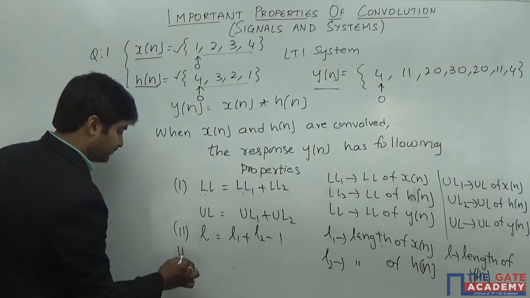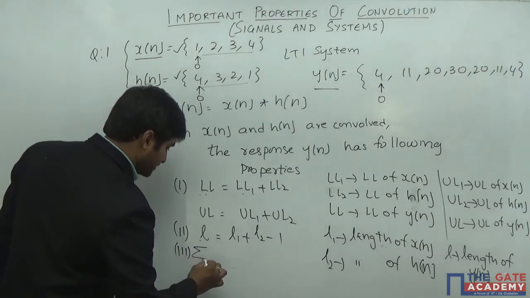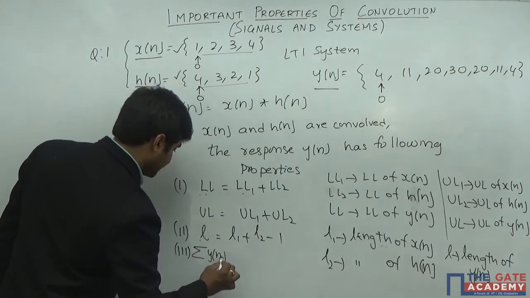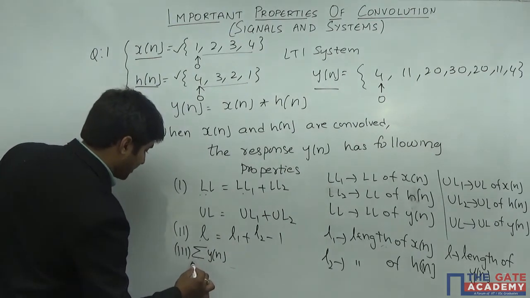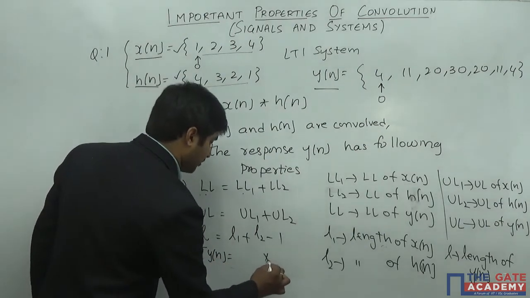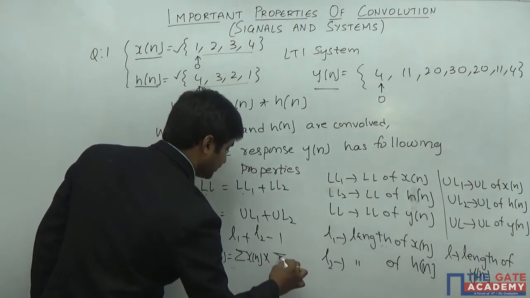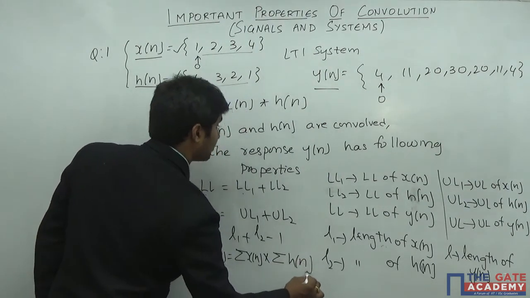The third one now is the summation of the samples of the output y of n, where the samples can be considered from minus infinity to infinity, and it will be equal to the product of the summation of the samples of x of n and h of n. You can just verify it.